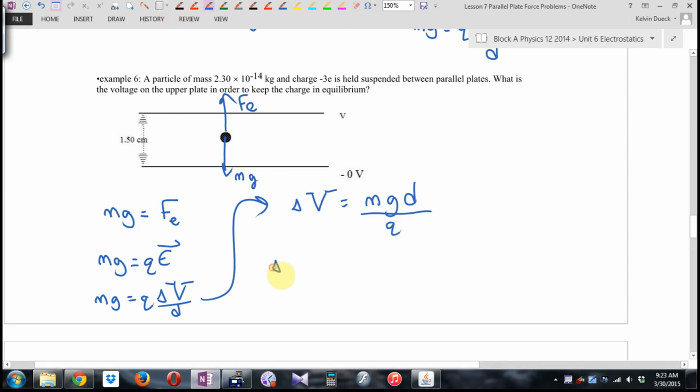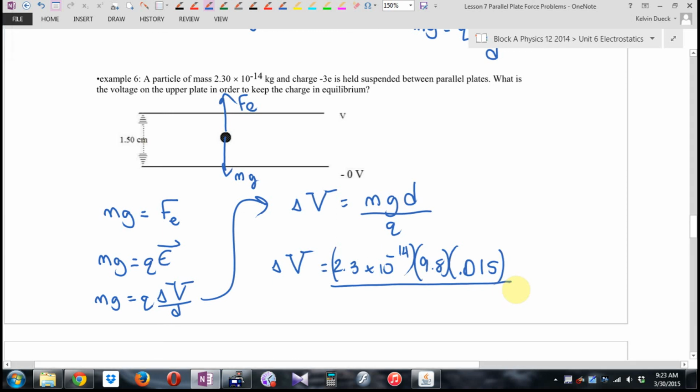Let's see, hopefully they've told me everything that I need. Mass, 2.3 times 10 to negative 14. G, 9.8. D, 0.015. And they told me the charge was -3 electrons. I'm going to ignore the negative just because I know that top voltage must be positive since 0 is at the bottom and I want an electron to move up. So I know what my result should be.